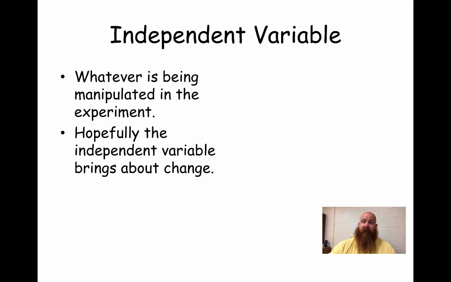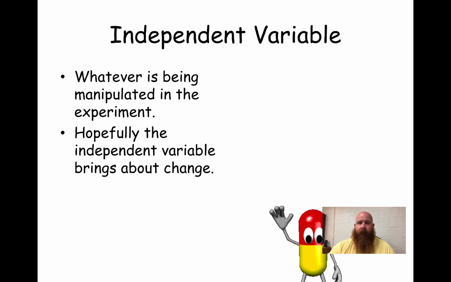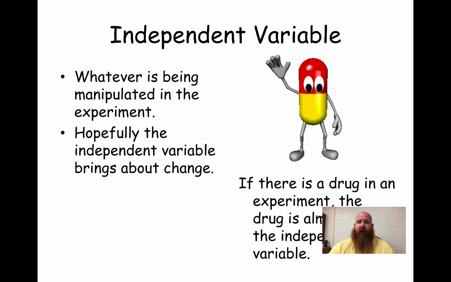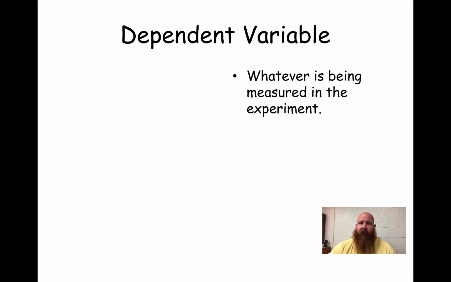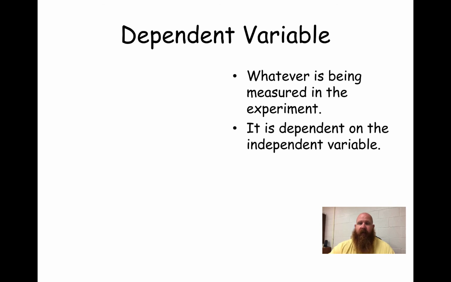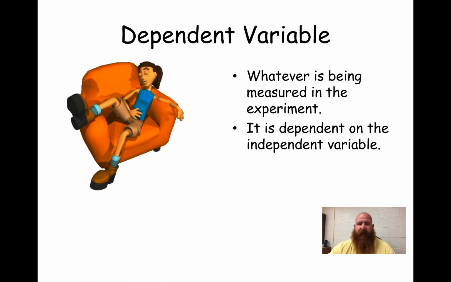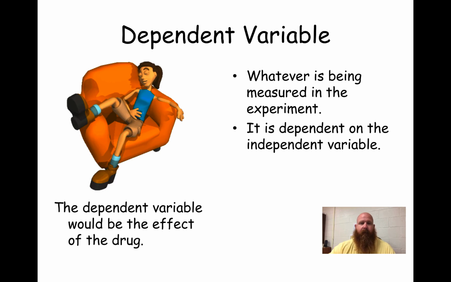If there's a drug in an experiment, the drug is always the independent variable. All right, if I give this person a certain antihistamine, how does that affect their allergic responses? And the dependent variable is what is being affected, what is being measured in the experiment. It is dependent upon the independent variable. The dependent variable would be the effect of the drug if you're using that drug scenario, or it would be the grade if you're using the time spent studying scenario.